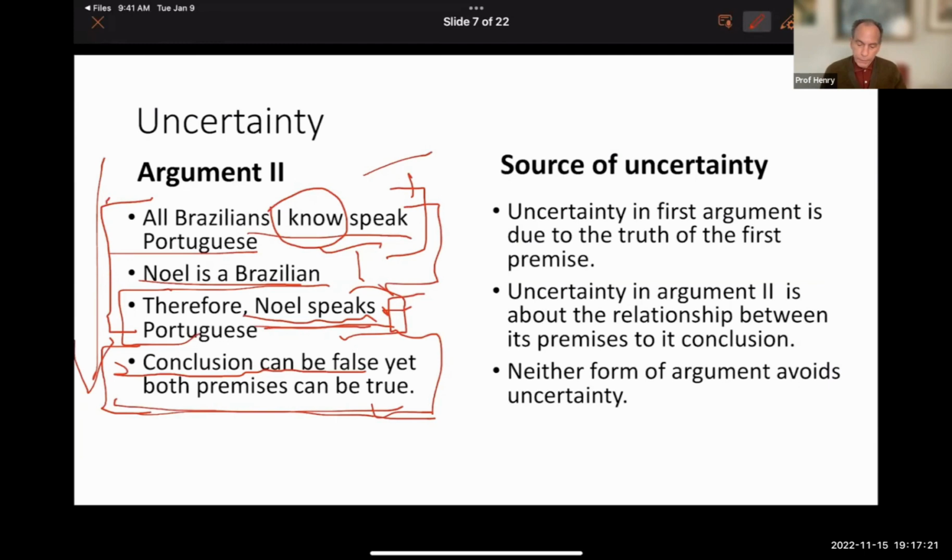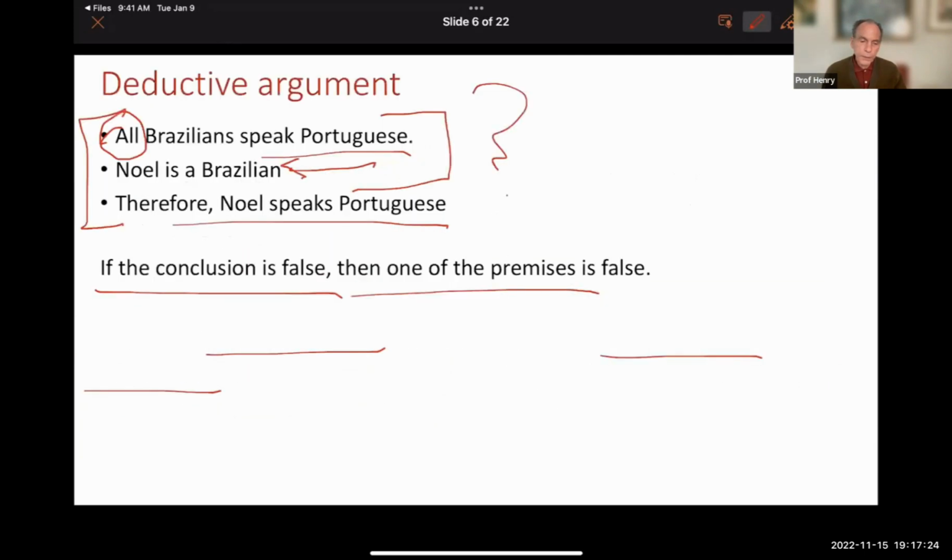So we have two deductive arguments. Here, it's false because it could very well be that not all Brazilians speak Portuguese. That's how you could claim that this deductive argument is not true, because you claim that the premise is false.